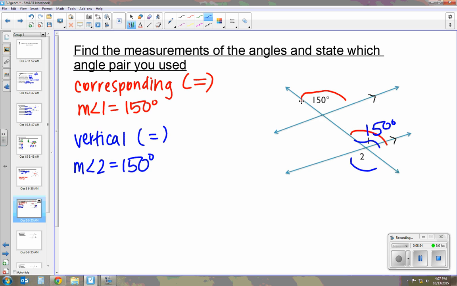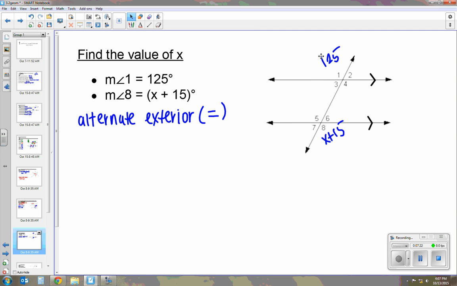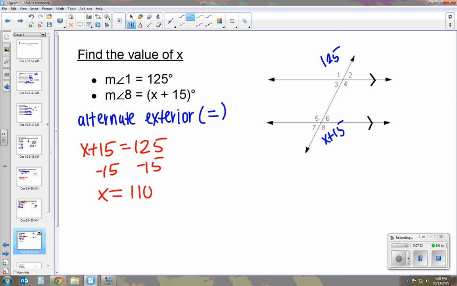Okay. Now I'm going to throw a little bit of algebra in here. First thing is I'm going to label this picture. Measure of angle 1 is 125. Measure of angle 8 is x plus 15. Now I'm going to look at this angle pair, 1 and 8. That angle pair is alternate exterior, and alternate exterior angles are equal. So I'm going to set those two equal to each other. So I do x plus 15 is equal to 125. Solve for x. And we get x equals 110.